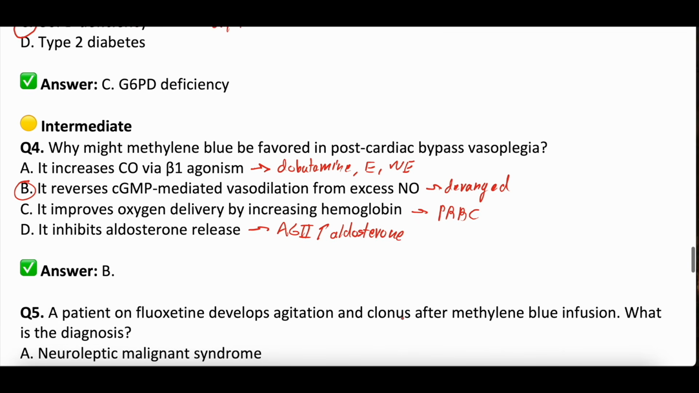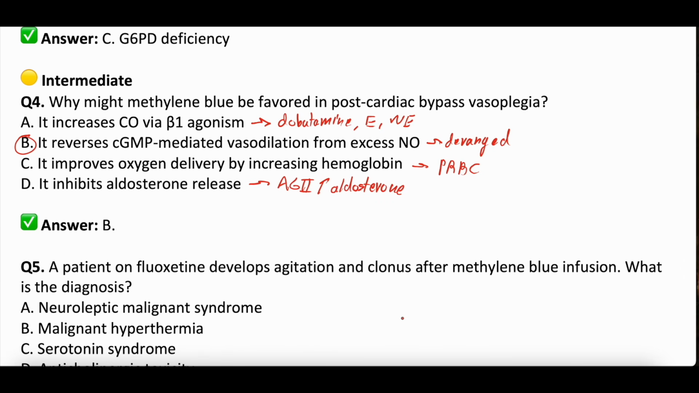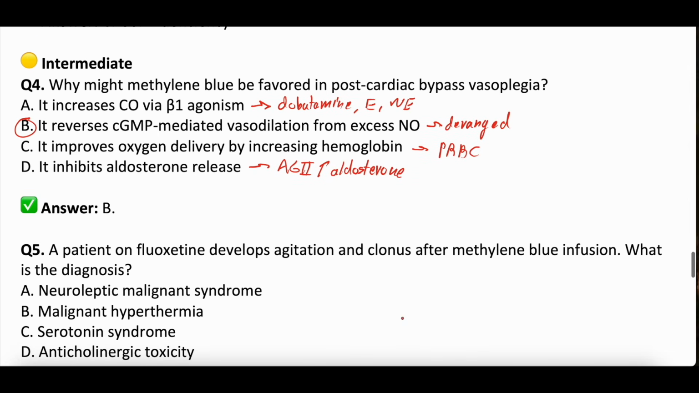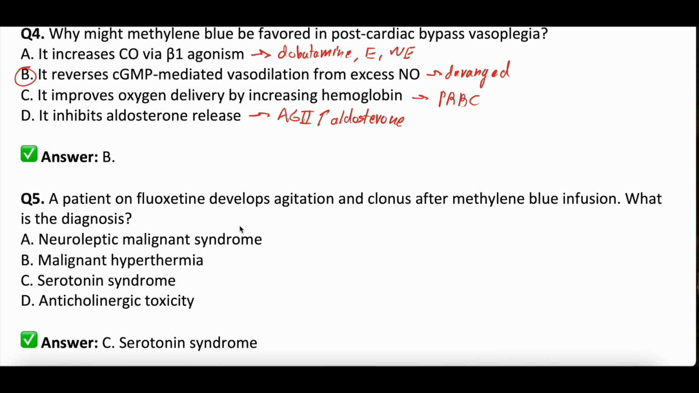All right, question 5. A patient on fluoxetine develops agitation and clonus after methylene blue infusion. What is the diagnosis? A, neuroleptic malignant syndrome. B, malignant hyperthermia. C, serotonin syndrome. Or D, anticholinergic toxicity. All right, pause if you want. The answer is C, serotonin syndrome. So as we mentioned, methylene blue is serotonergic. So if it is given with other serotonergic medications like fluoxetine, an SSRI, it increases the risk for serotonin syndrome.